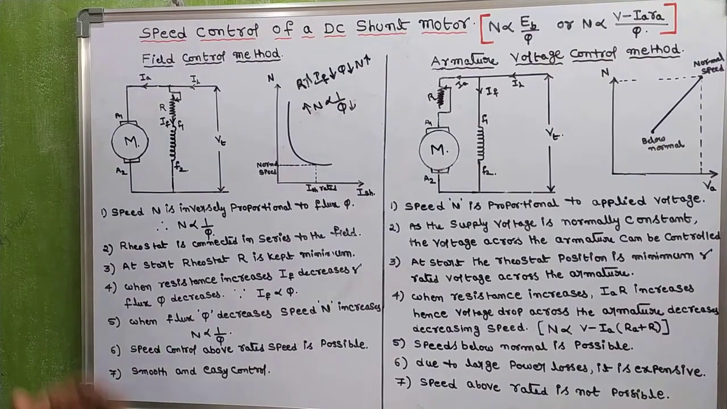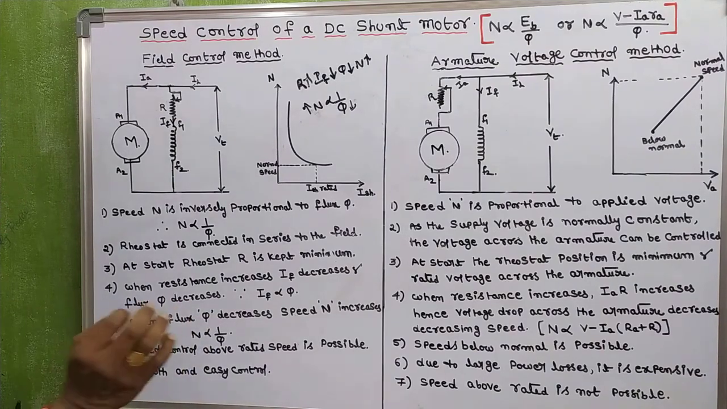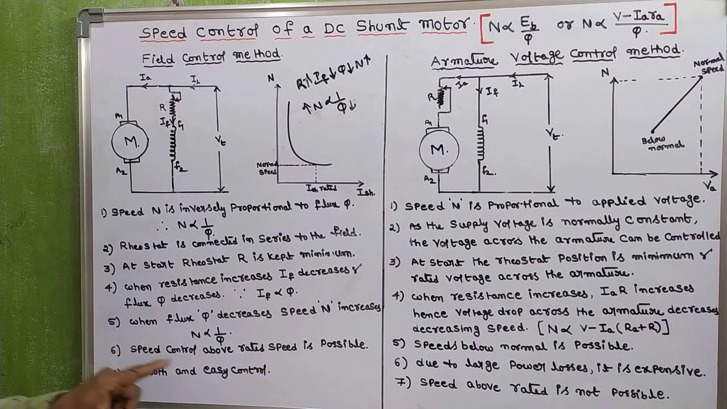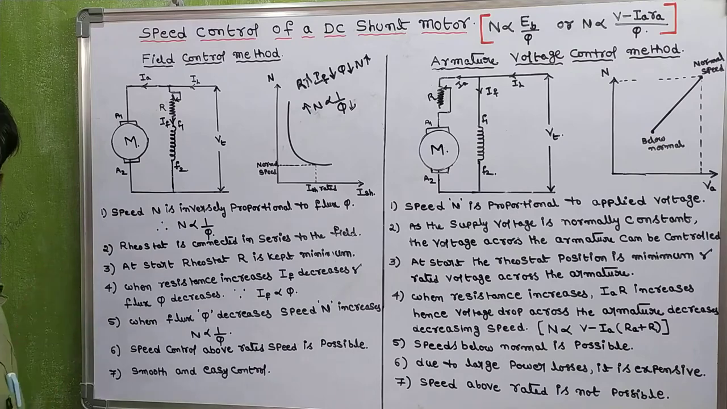Coming to advantages of field control method or flux control method: speed control above rated speed is possible. It is very smooth and easy control. Coming to disadvantages, we can't vary the speeds below normal with this method.